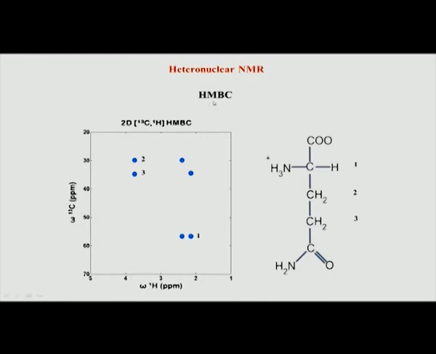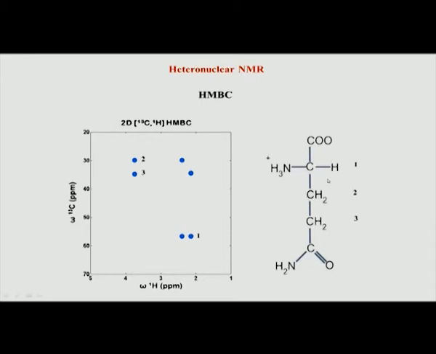As the name suggests, it is called heteronuclear multiple bond coherence spectroscopy. Now what is the extra information we get here which we do not see in the last two experiments? We will have a look. Here is again a schematic, and this is the molecule glutamine which we have seen in the HSQC analysis.